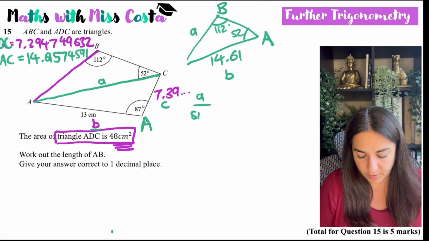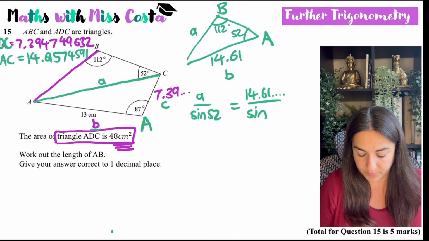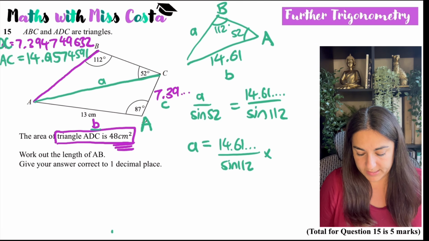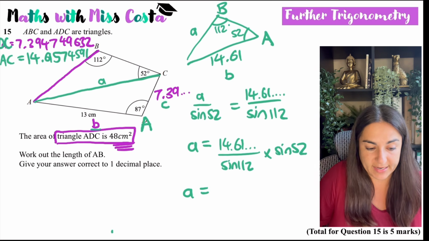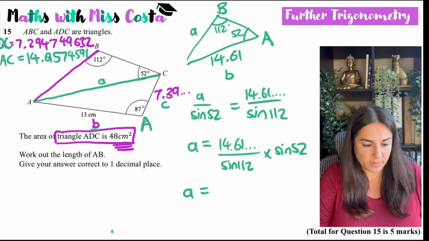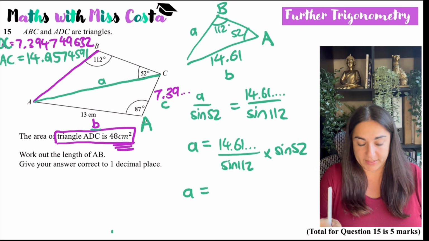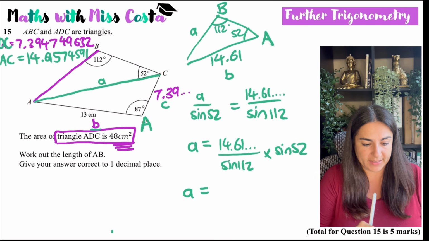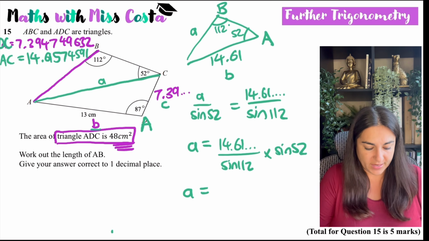So A over sine A, which is 52, must be equal to B, 14.61, over sine 112. So therefore A is going to be 14.61 over sine 112 times by sine 52. I'm just rearranging it to work out what the value of A is. So if I type in answer, because it's still got the 14.61 saved, over sine 112, close the brackets. Oh no, it's just deleted itself. Okay, I'm going to have to type it out.